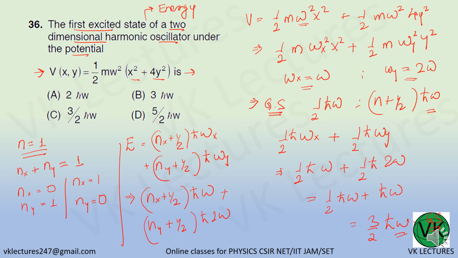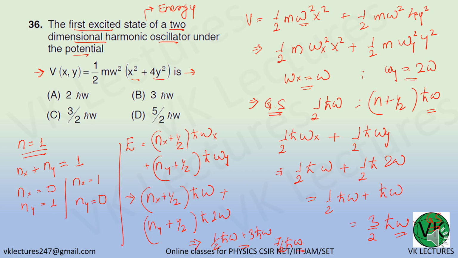Now if I put nx equal to 0 and ny equal to 1, what is the value I am getting? Nx equal to 0, that is half h cross omega, and ny equal to 1, 3 by 2 into 2, that is 3h cross omega, so half h cross omega plus 3h cross omega, which means 7 by 2 h cross omega. Now this is an energy state, but whether it is the first excited state we have to check.